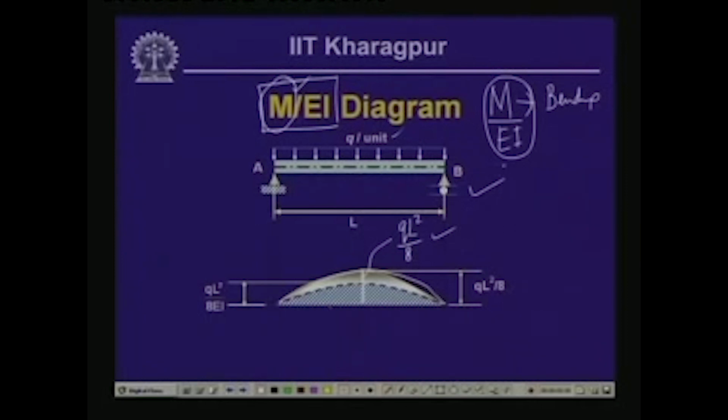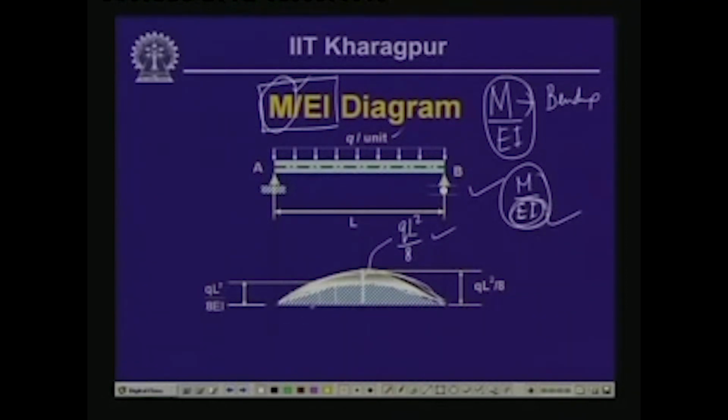Now, when we say M by EI diagram, what we mean is that each and every ordinate of this bending moment diagram is divided by the flexural rigidity of the beam member, which is EI. Then we will get another diagram which is similar to the bending moment diagram in nature, but with different values of the ordinates, equal to M by EI. The M by EI diagram will have lower ordinate values, because we are dividing each of the ordinates of the bending moment diagram by the term EI.